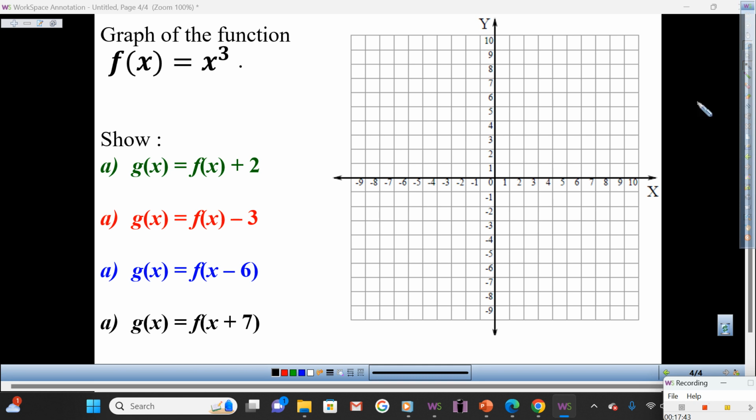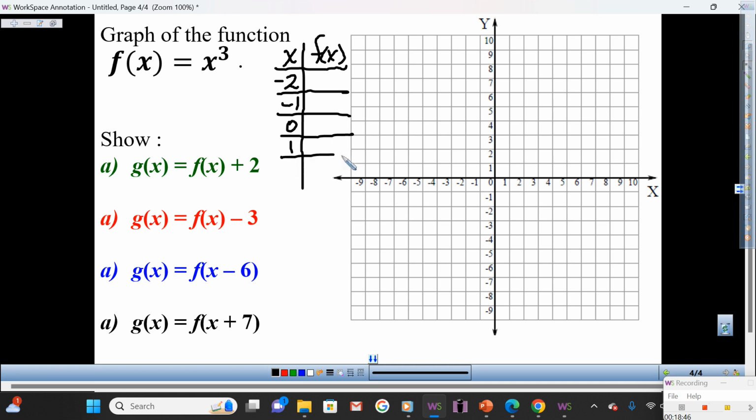Let's go. All right, here we go. It says graph the function. Remind your neighbor, what values are we going to use for x? What values do we use for x when they don't give us any? All right, Jacob, go. -2, -1, 0, 1, and 2. Let's go.